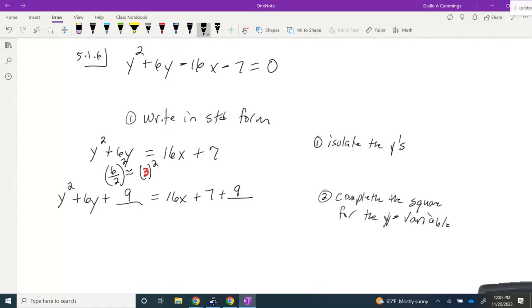Right, so is everybody okay with that? If it's a -6 and we cut it in half, it doesn't matter if it's negative or positive. That's right, because when you square it, it's always going to throw back a positive. Okay.